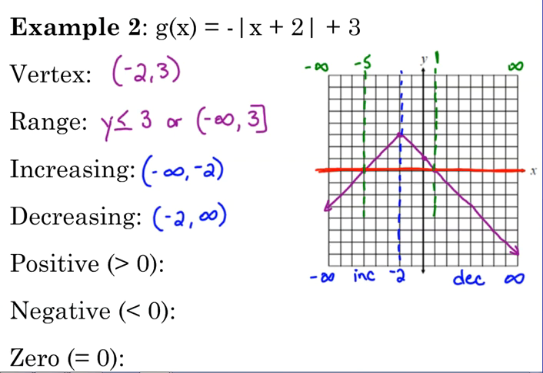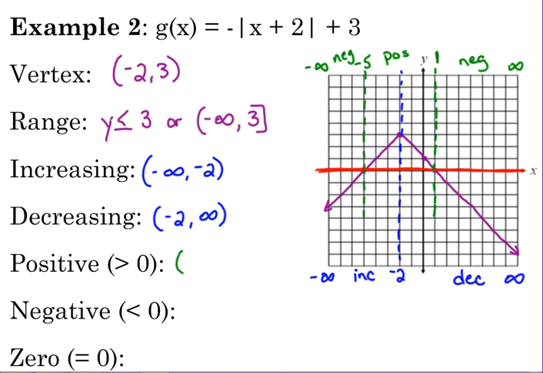Okay, so this first batch of our graph, or first part here, is below the x-axis, so that is negative. The middle part, between -5 and 1, the middle part of our graph is above the x-axis, so it is positive. And then the last part, from 1 to infinity, that last part is below, so it is negative.